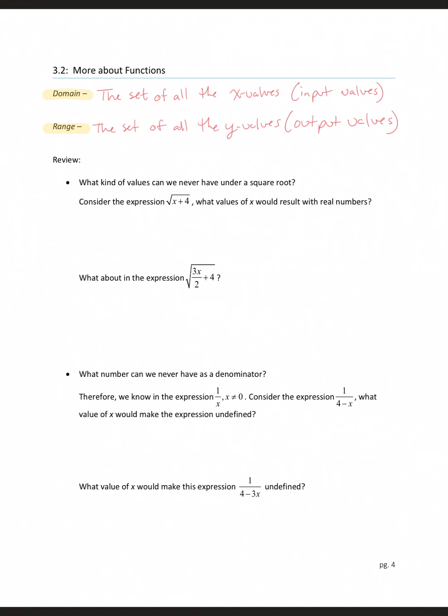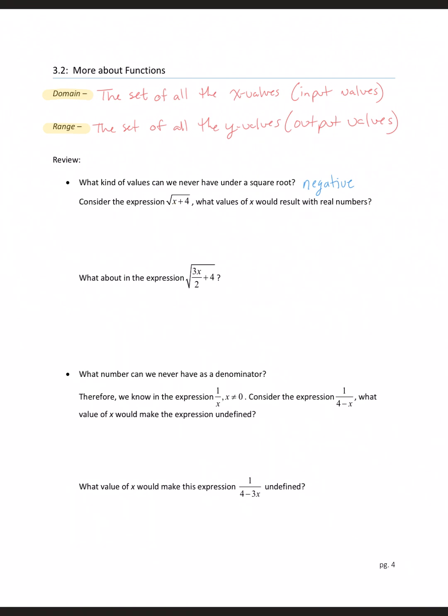So we need to review a couple things first. What kind of values can we never have under a square root? Right, that would be anything that's negative. We do not want any negative values under a square root. So if we consider this expression here, the square root of x plus 4, what values of x would result with real numbers? So what numbers would be okay to use for x?